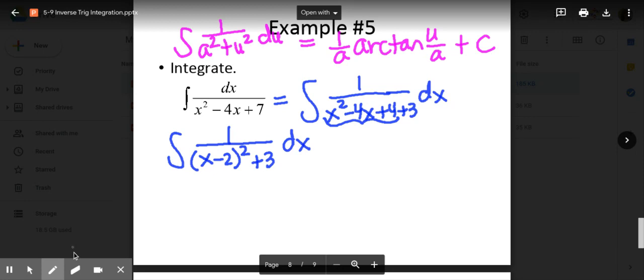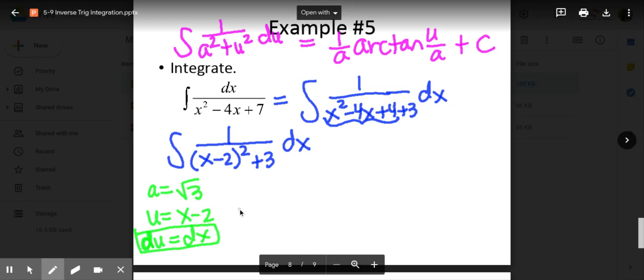So right now, I know that a is the square root of 3 because a squared has to be the 3. My u is going to be x minus 2, because this is my u squared. Now when I take the derivative, just like you do when you do integration, du equals dx, since the derivative of x minus 2 is 1. Because I got du equals dx, this is a straightforward problem.